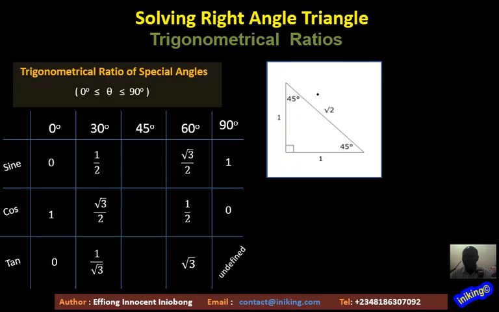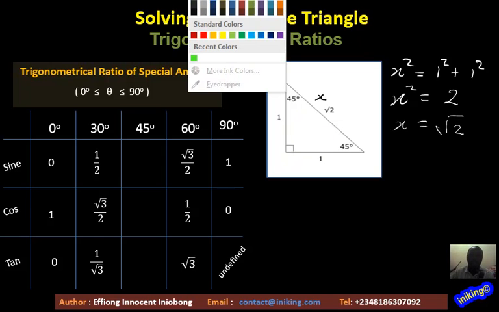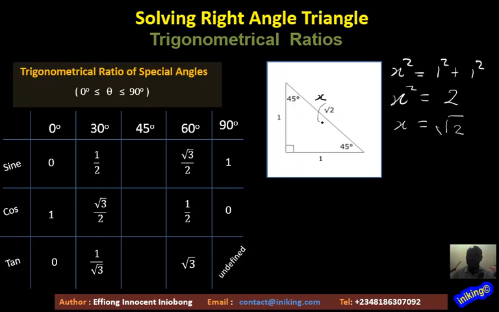How did we obtain root 2? Let's call this x. If we apply Pythagoras theorem, this will be x squared equal to 1 squared plus 1 squared, where x is the hypotenuse and the other two sides are 1 and 1. You agree this is 2. So x squared is 2 and my x is therefore square root of 2. So that's how we obtain root 2 there.